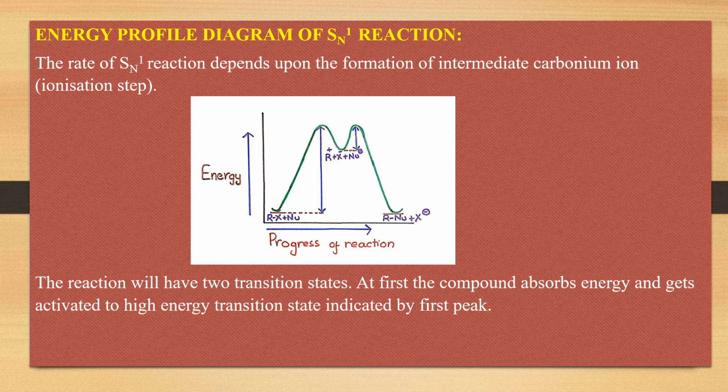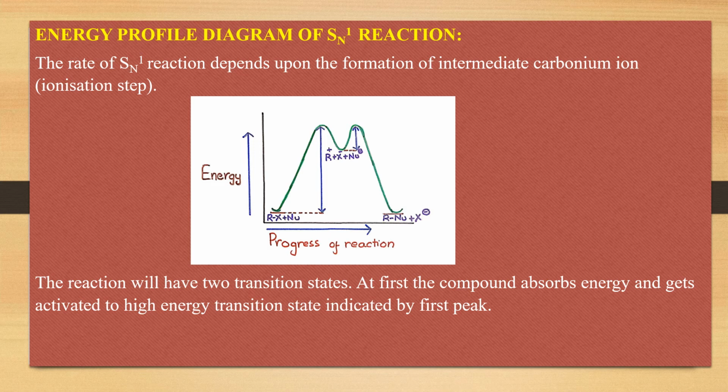Here there are two transition states. We started with RX plus Nu, and the final product is what, students? RNu plus X minus. Before the final product is formed, we can observe that there are two transition states. So this particular SN1 reaction will have two transition states. What is happening in the beginning? The compound, the alkyl halide RX, absorbs energy and gets activated to a high energy transition state.